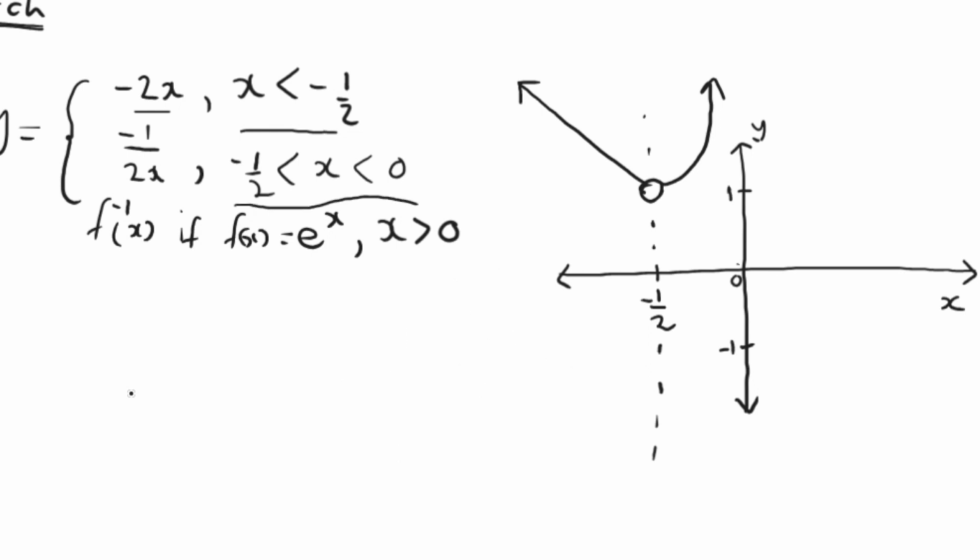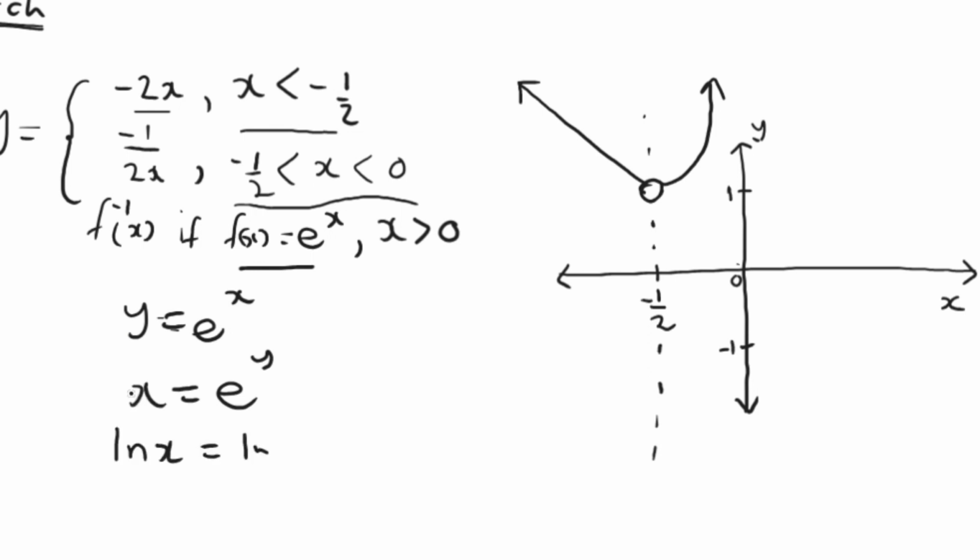When we solve this problem, they want us to find the inverse of f. What we do is we write the very same function, y equals e to the power x, and then we interchange x and y. x will therefore be e to the power of y, and then we solve for y. When we solve for y, we take ln of both sides. We have ln x equals ln of e to the power of y.